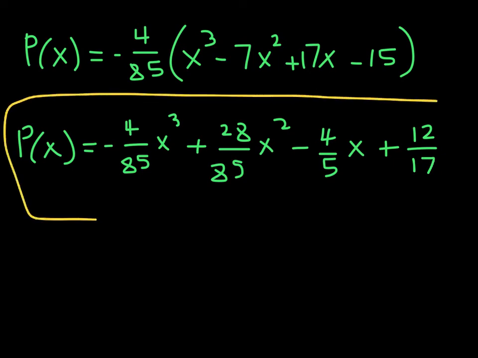Again, this is the function, the cubic polynomial, degree 3, whose zeros are 3, 2 plus i and 2 minus i, and p of negative 2 will give you 4. If you plug in negative 2 into this function, you're going to get 4 as an output.